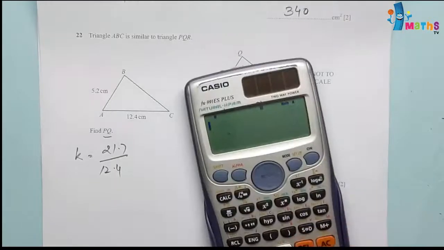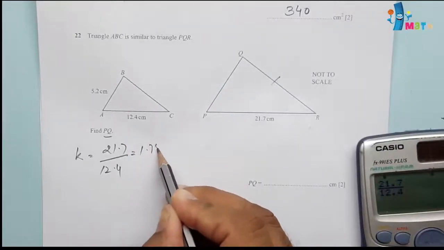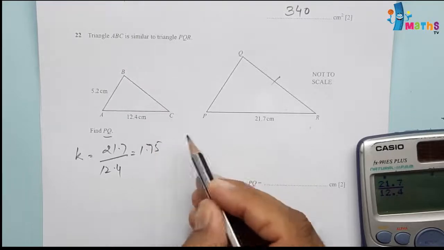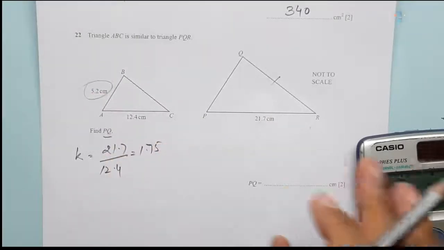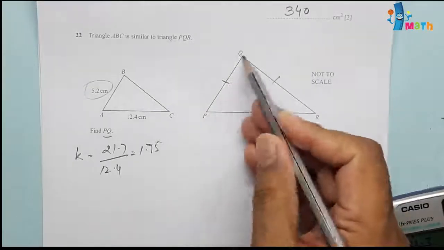So we'll use a calculator to find the conversion ratio. 21.7 divided by 12.4 will be equal to 1.75. So we will multiply this side by 1.75 to get PQ. Basically this is the PQ which is required.